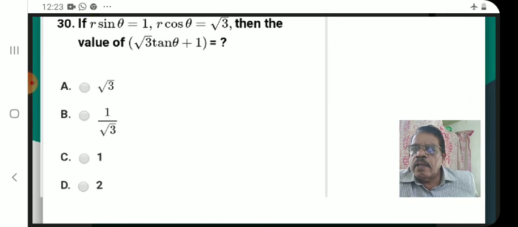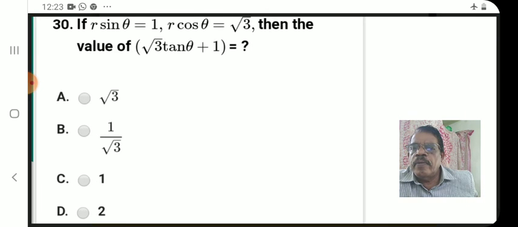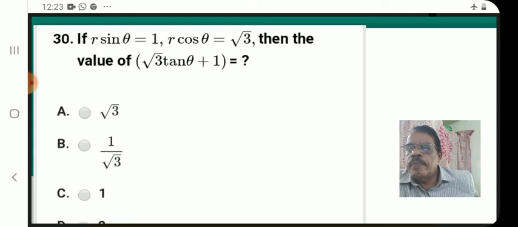And this is the last question in this lecture. That is, if r sin theta is 1 and r cos theta is √3, then the value of √3 tan theta plus 1 is.